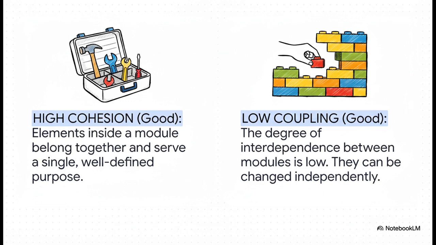High cohesion means every part of your code does one specific thing and does it well, kind of like a perfectly organized toolbox. Low coupling means all the different parts are independent, like Lego bricks. You can swap one out or change it without making the whole thing fall apart. This is what separates clean, maintainable software from a tangled mess.